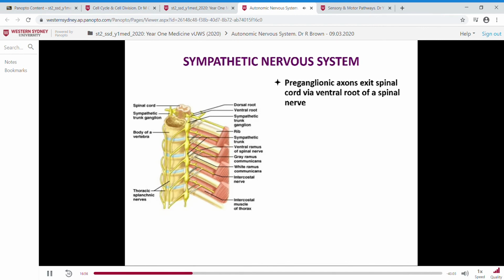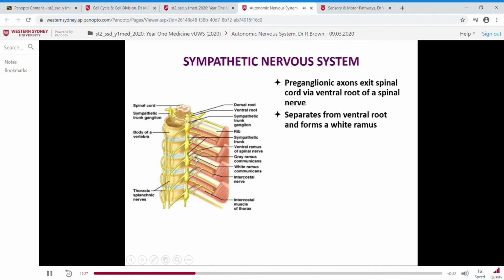So the preganglionic axons exit the spinal cord via the ventral root of a spinal nerve. Where are we? There's one there. Okay, so they come out here by this ventral root. They separate from the ventral root and form a white ramus. So they'll come out here, and here you can see this white ramus.